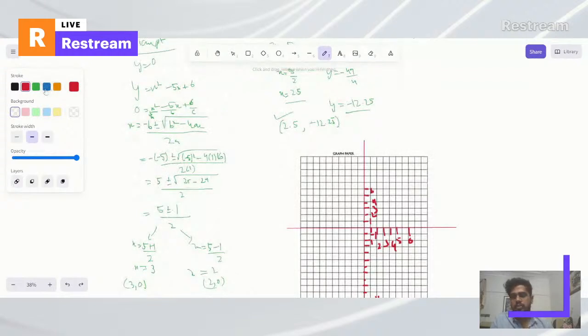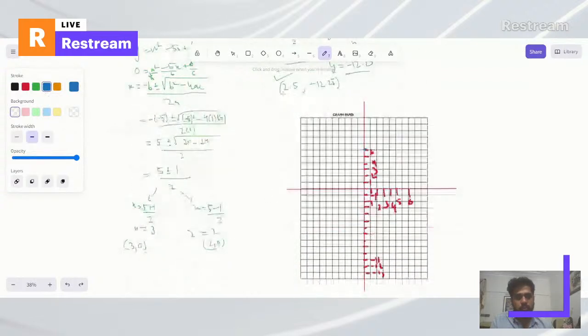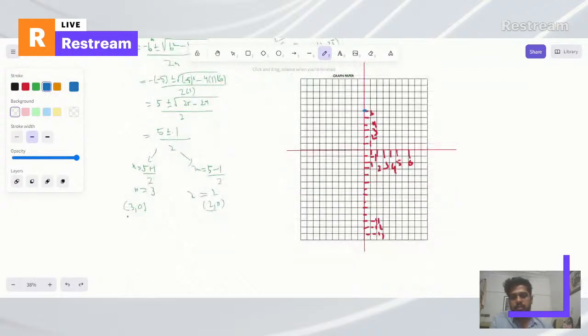Okay, so now let's just plot them. One value I have is 0 comma 6, so I place a pointer over 0 comma 6. The other values which I have are 3 comma 0 and 2 comma 0. So 2 comma 0 is this one, and 3 comma 0 is this one.